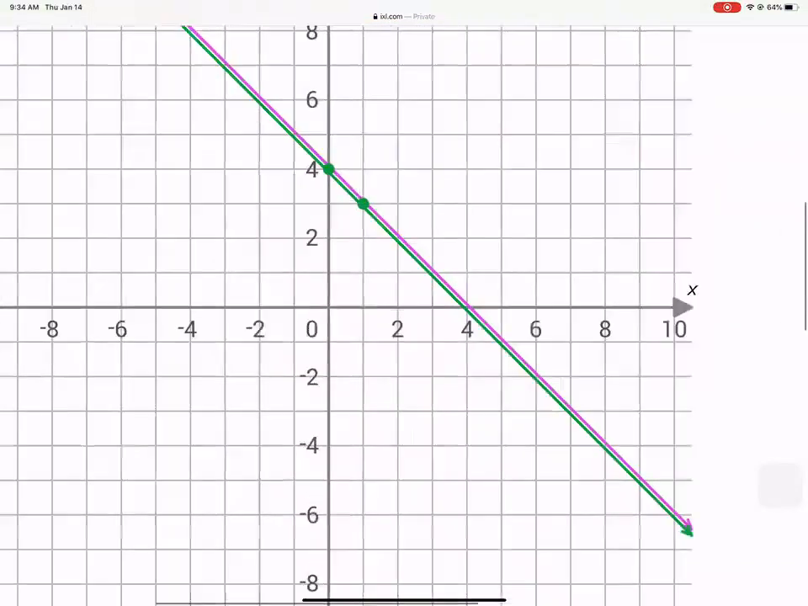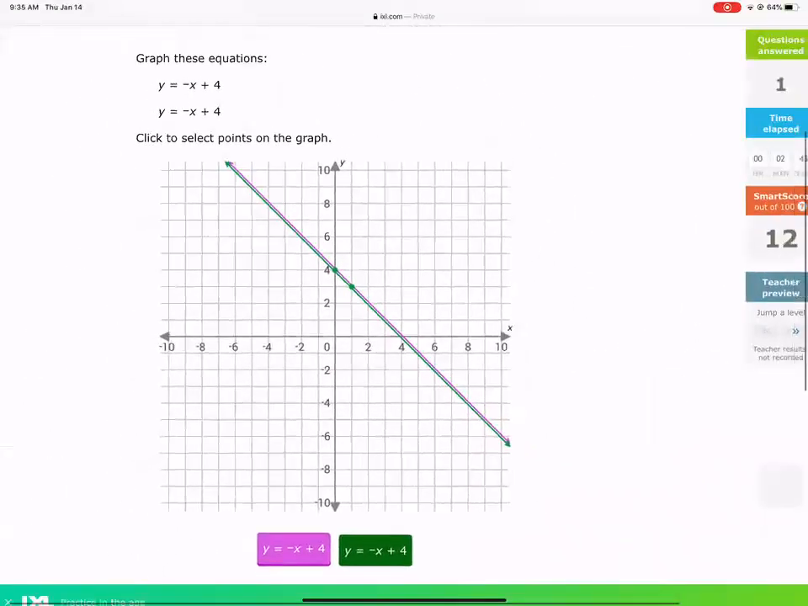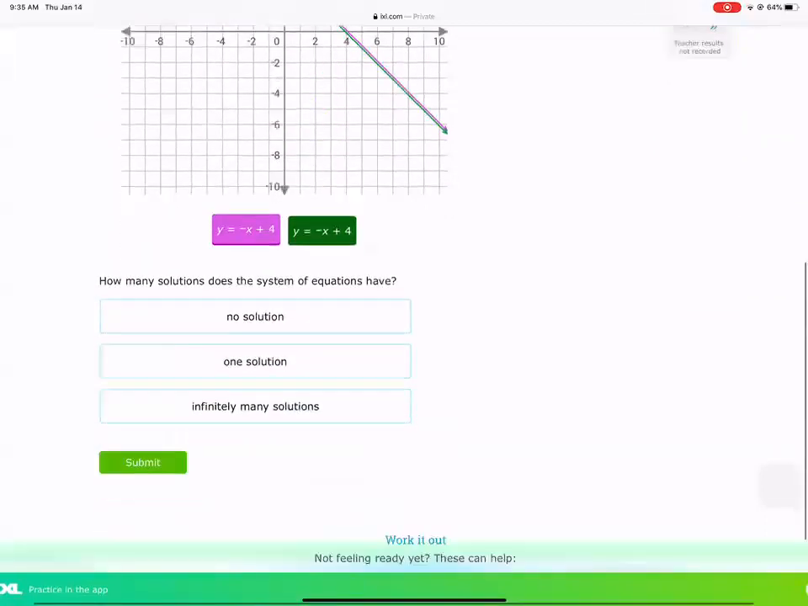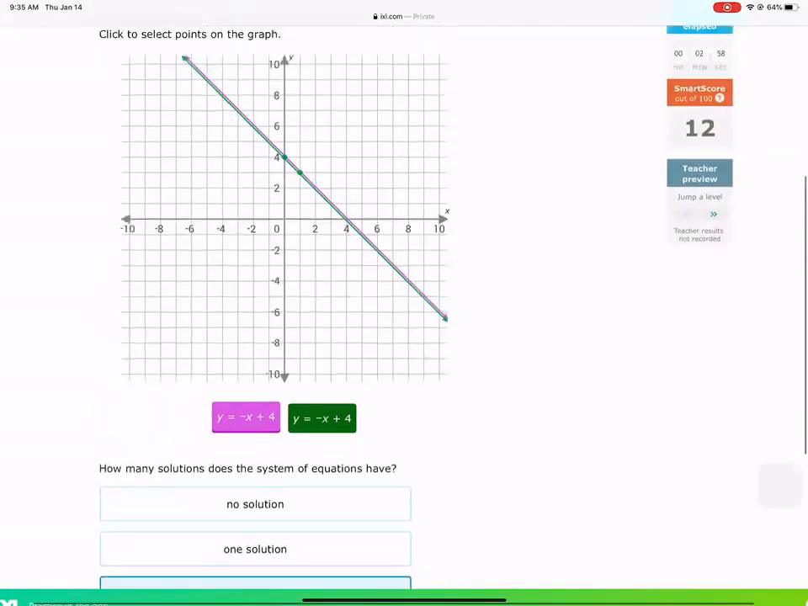You can see they actually show this double line feature here. So these lines share all the same points. So will we say that's no solution, that they never touch? One solution, they only touch once? Or infinitely many? I'll say infinitely many because they keep constantly touching. Like brothers and sisters fighting.